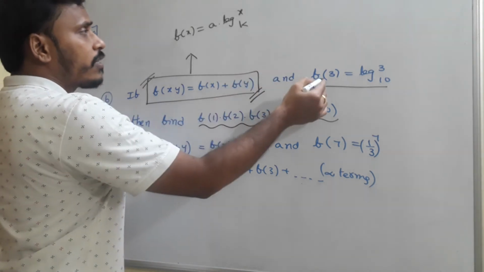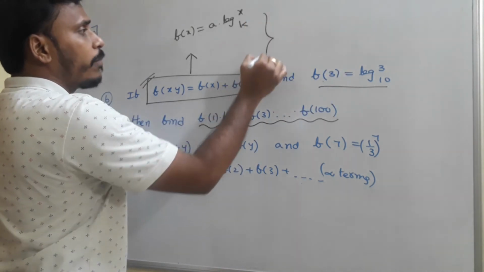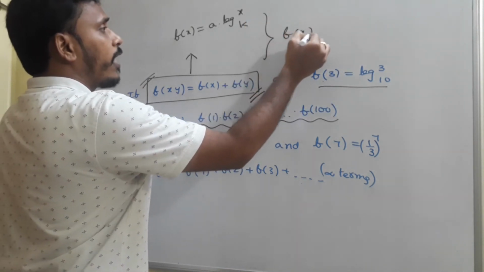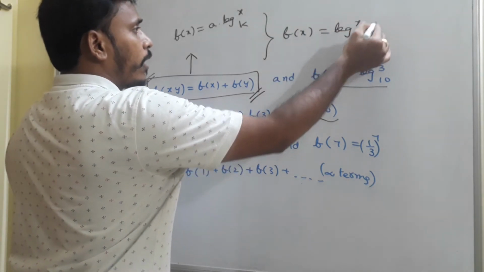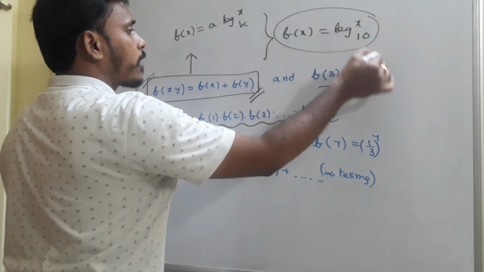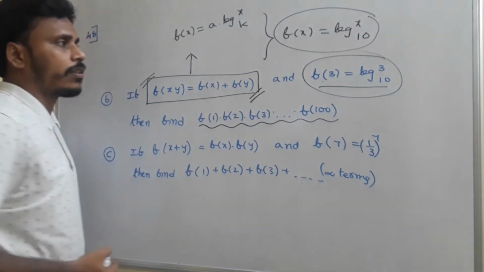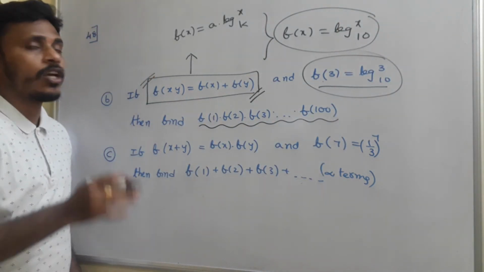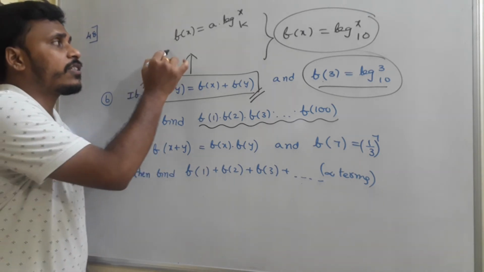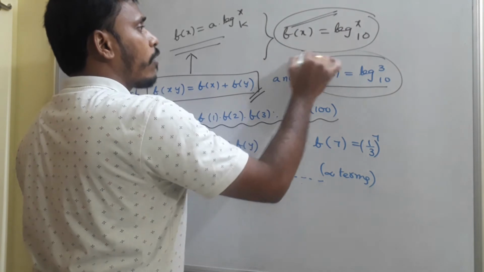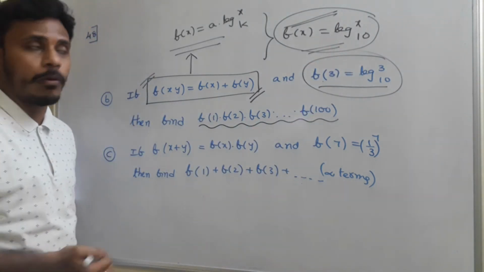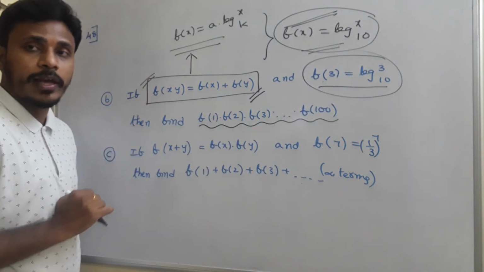From there, since f of 3 equals log 3 base 10, we will confirm that f of x equals log x base 10. If f of x equals log x base 10, f of 3 is log 3 base 10, both are balanced. So at the end, this is the general function, but with this condition, this is the particular function which we require for the problem. F of x equals log x base 10.